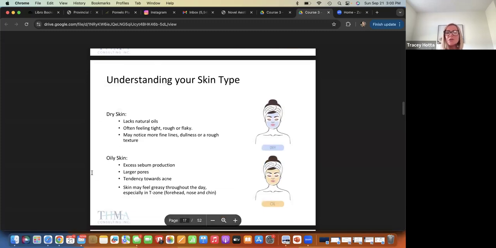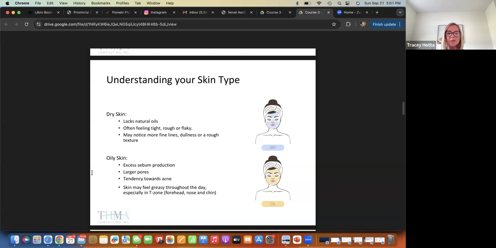So one of the things you do have to know is, what is your patient's skin type? This is very, very important. So these are a few we're going to discuss today, and give you a few little hints on what to look for, to try and figure out what kind of skin your patient has.